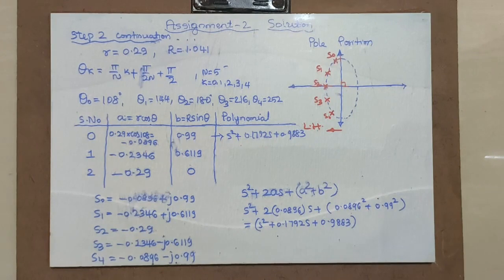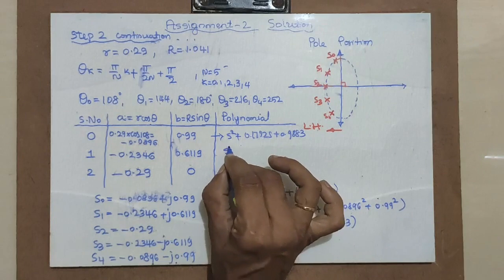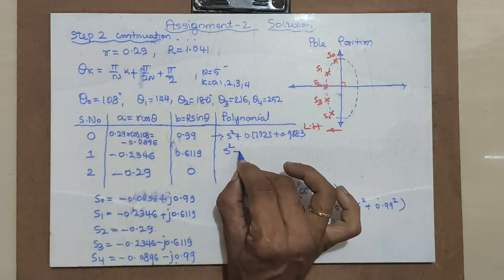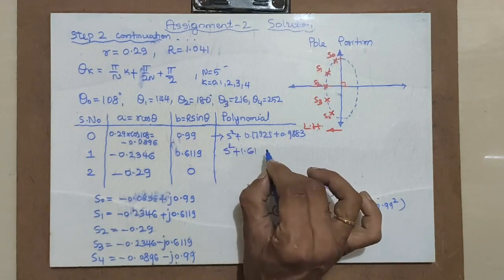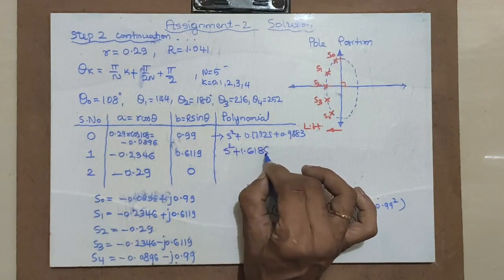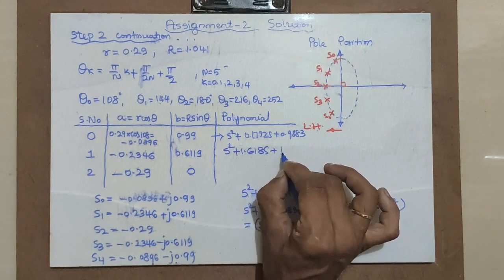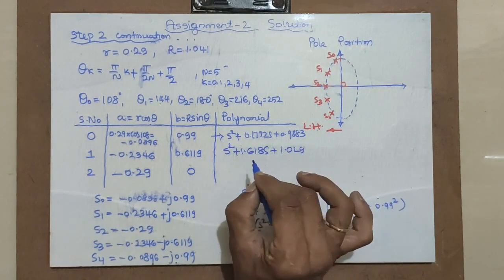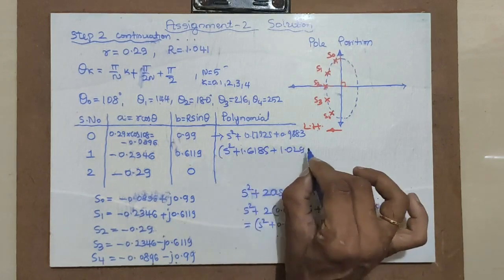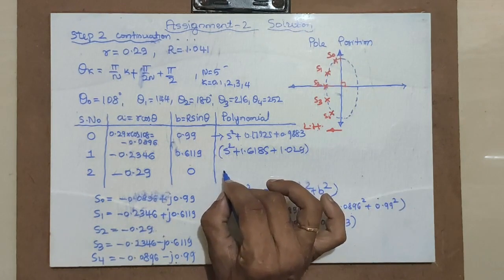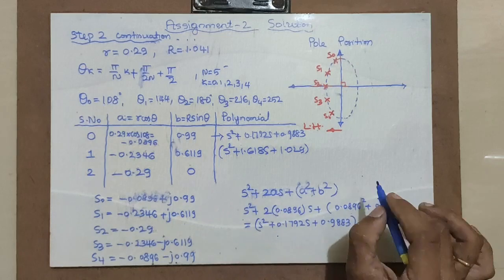S square plus 1.618S plus 1.029. The last polynomial is not a second order polynomial because it becomes like this.